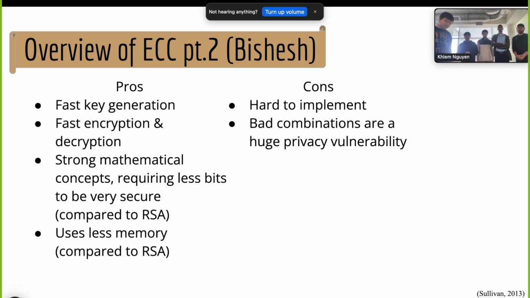However, we do have to also consider some of the cons. Some cons include the fact that it is hard to implement on a large scale, and bad combinations are a huge privacy vulnerability, and these combinations are from the A and B values that we would put into the equation.